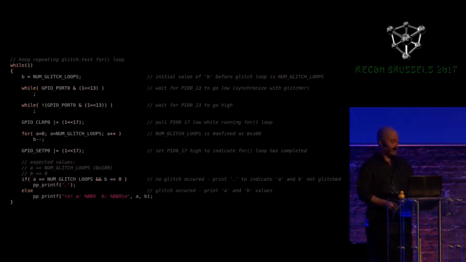At the end of this while loop, I am checking to see whether the A and B values are what I expect. If the code is operating normally, the first condition will be true: A equals the number of glitch loops and B equals 0. In this case, I'm printing a dot to the serial port. This indicates that there was no glitch, that the code operated normally. But if this check of the A and B variables fails, and they have different values, then I'm going to print out to the serial port what those values were, and that indicates that some kind of glitch actually occurred, that the code did not execute normally like it would.